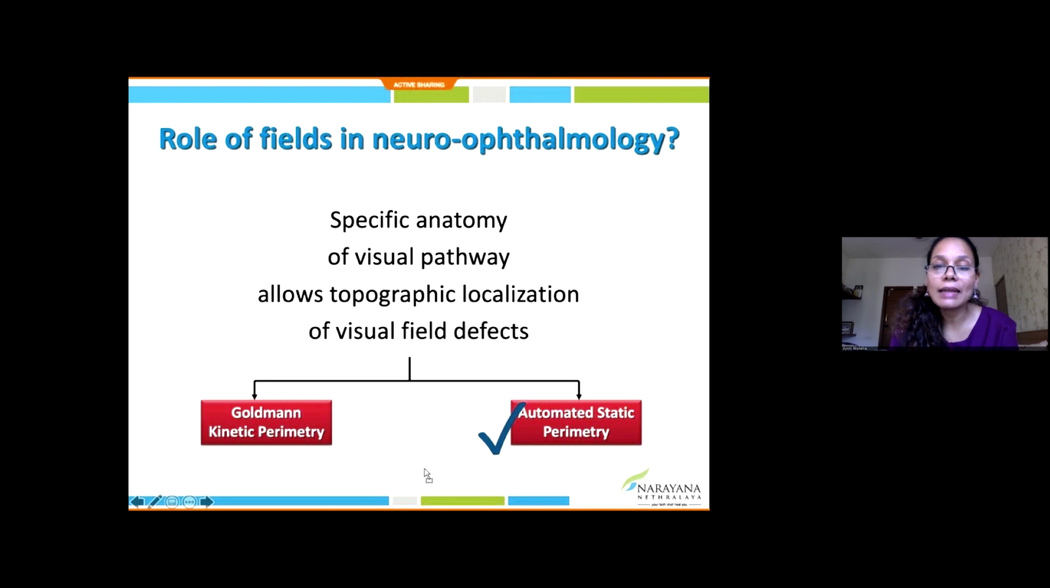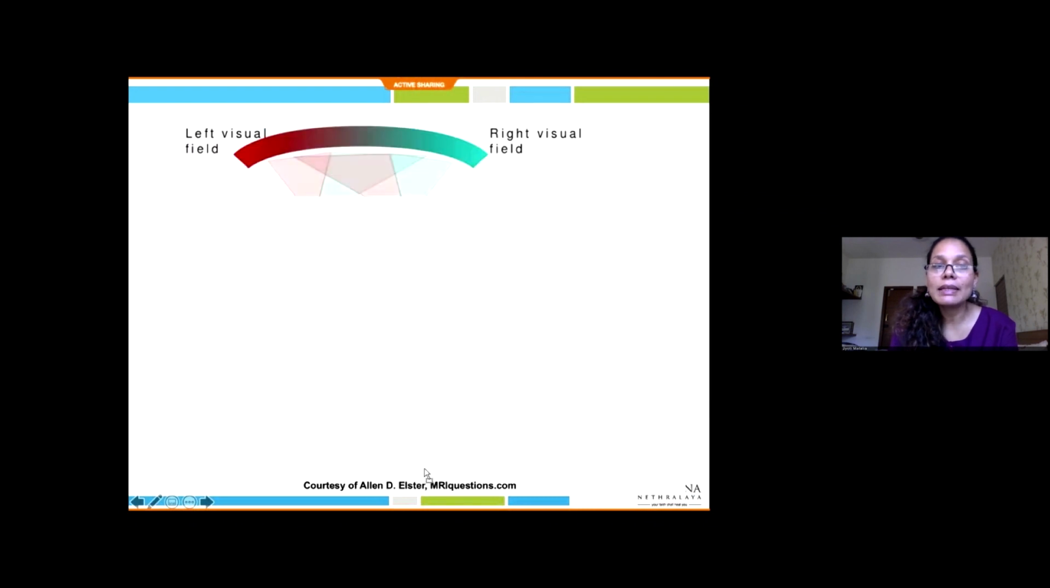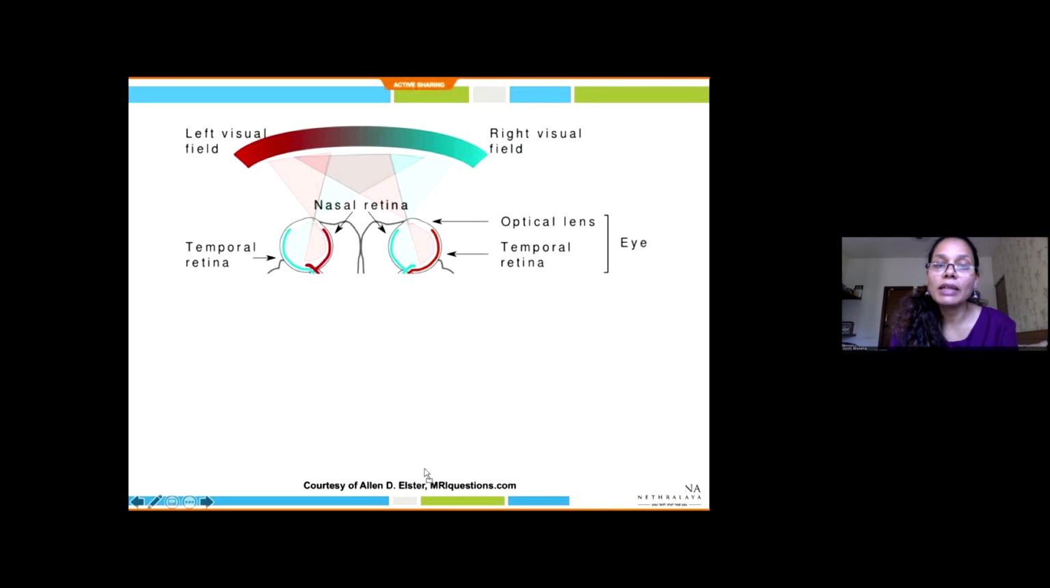So let's understand the visual pathways. Now, this is the left visual field and the right visual field. And what we need to understand is that anything that enters the retina is basically causing an image which is inverted and reversed, which means the nasal field is getting projected on the temporal retina and the temporal part of the field on the nasal retina.